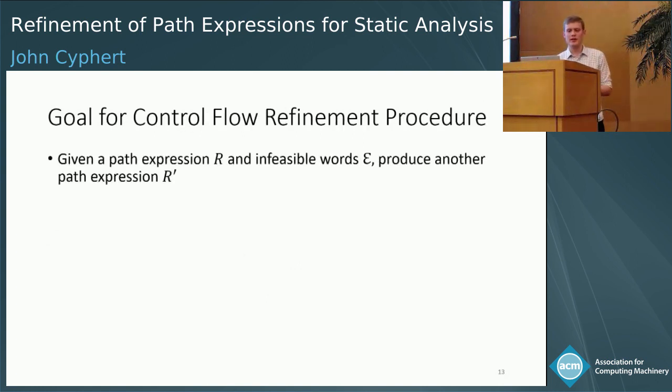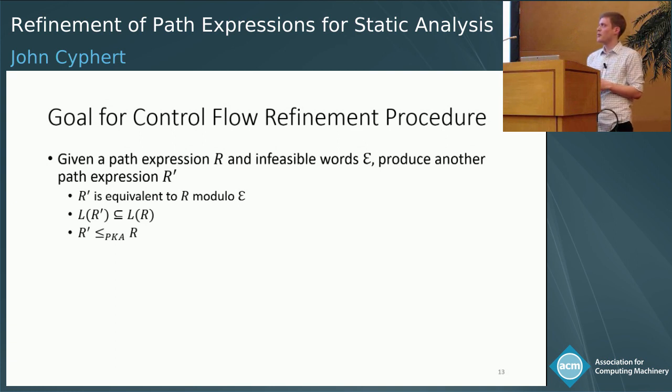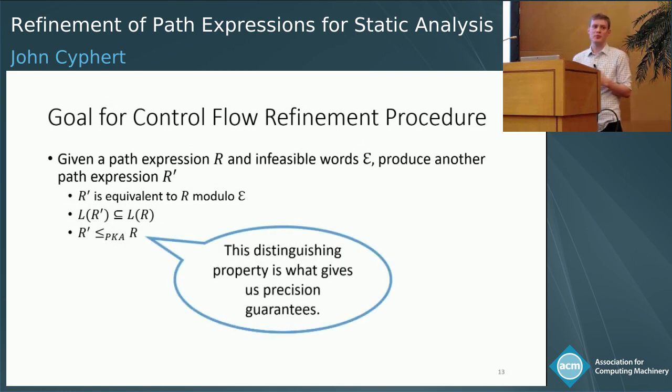This theorem gives a signature for the procedure that we're going to use for designing a control flow refinement algorithm. The basic idea is we're given some path expression R and some set of infeasible words. We want to produce another regular expression, say R prime, with the following properties. We say R prime is equivalent to R modulo these infeasible subwords. Essentially, we're just removing the paths with these infeasible subwords. We want to reduce in terms of the languages. But this third property is what distinguishes us from previous work. It says that we're only going to produce regular expressions which reflect the order of the pre-Kleene algebra. And this is what allows us to give our precision guarantees.